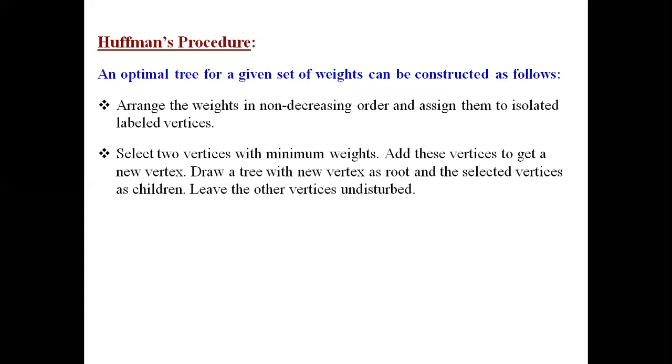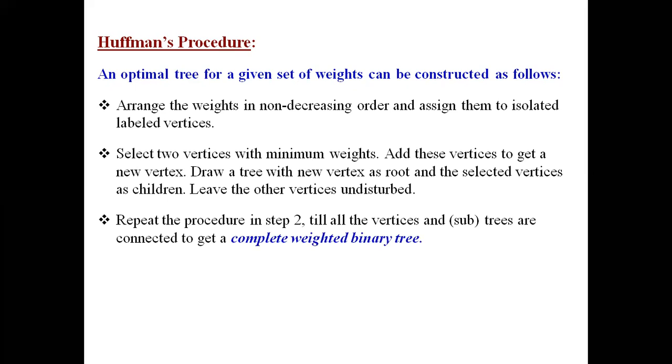We select two vertices with minimum weights, add these vertices to get a new vertex, and draw a tree with the new vertex as the root and the selected vertices as children. We leave the remaining vertices undisturbed. So we take the two minimum weights and add them up to form a tree. Those two vertices become the leaves, and you join them by edges and make a parent, which is a new vertex denoted as a root. The selected vertices become the children. We leave the remaining vertices undisturbed.